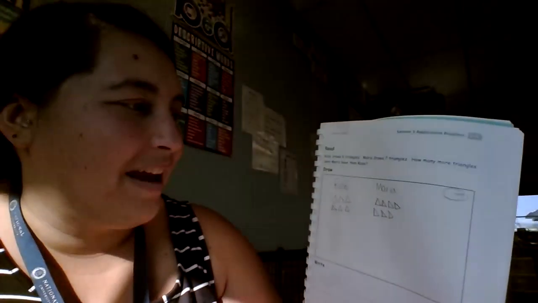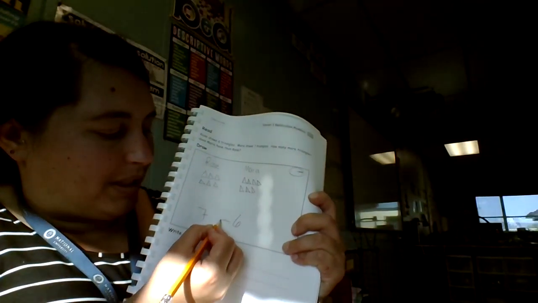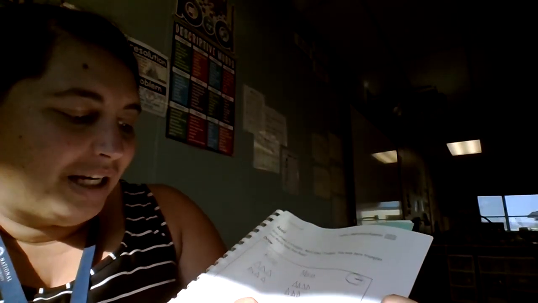All right, Rose has 6 and Maria has 7. So now we need to compare. How many more does Maria have than Rose? So we already figured out we need to subtract. So we're going to say 7 for Maria and 6 for Rose. So we have the 7 and the 6, and we now know we need to subtract. So we're going to subtract those numbers. Because remember, we need to subtract by the bigger number, not the smaller number. So 7 minus 6. And how much is that?